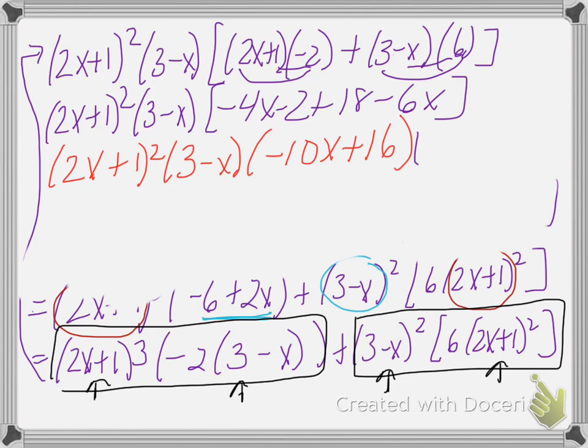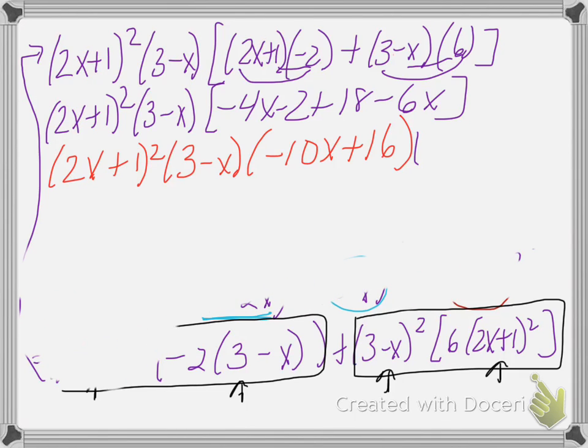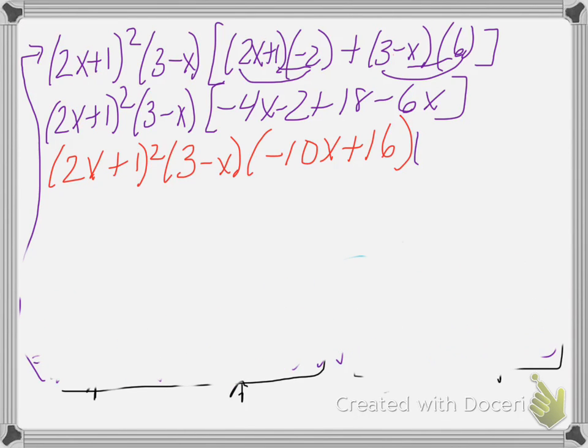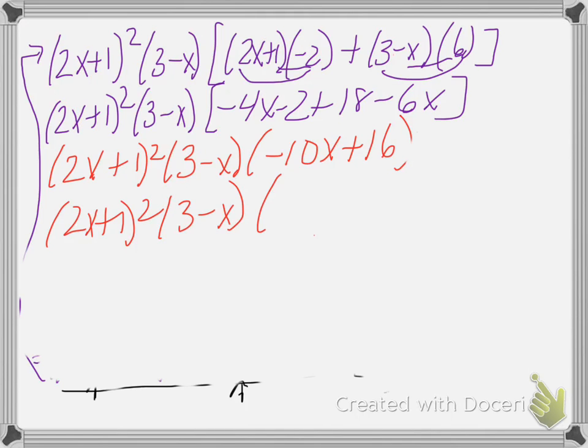I'm just going to make some more room here. Okay, and this stays the same. This stays the same. And in this piece, you can factor out a negative 2, which gives me positive 5x minus 8. And that was the answer.